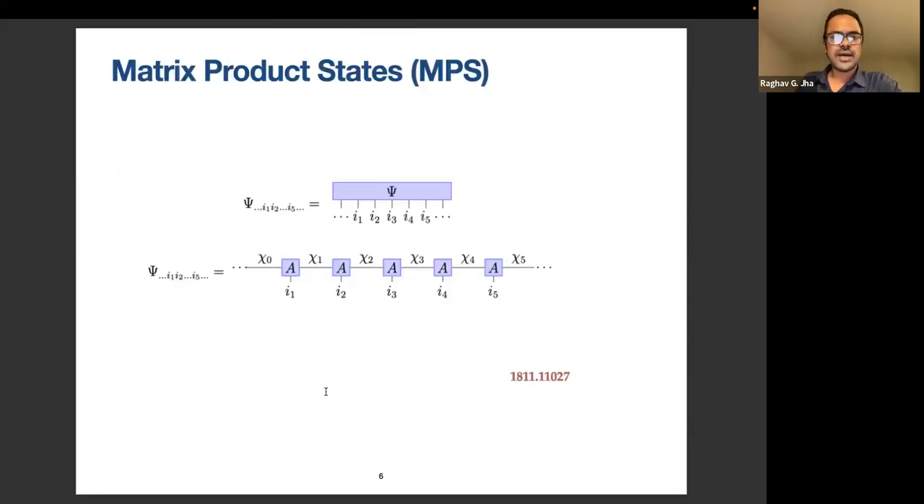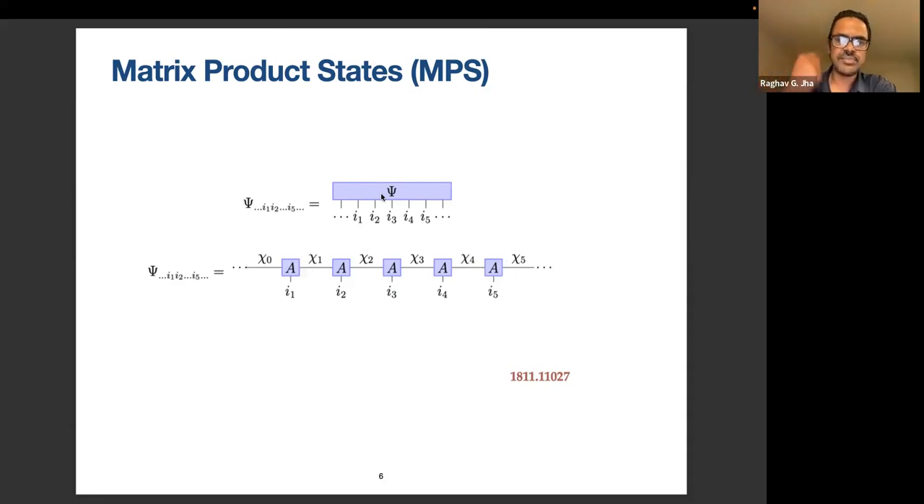So I mentioned matrix product states. This is just a diagrammatic representation of that. On the top, you see a state which is really psi, which has physical indices I1 going through I5. So for example, if it's a spin half system, all of these go from 0 to 1. So they can have two values, all the I1 through IN.